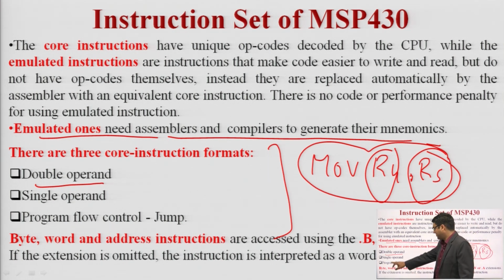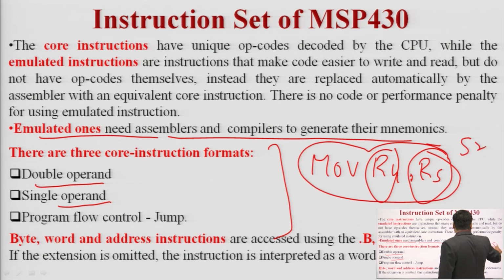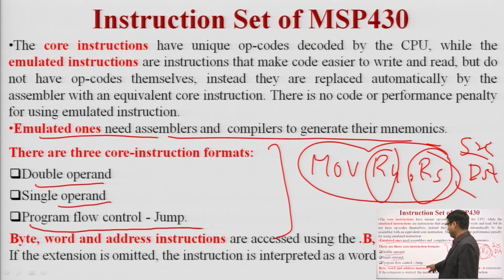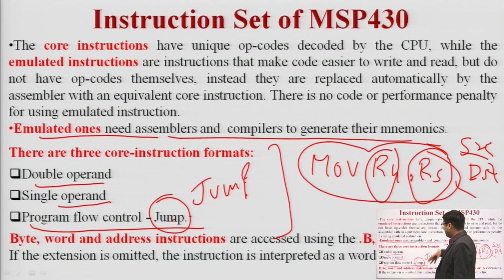Single operand means there is only one operand available, either as a source or as a destination, as the name implies. The third category is program flow control, which are the jump instructions. Program flow control instructions control the execution of the program, for example jump. All instructions can be carried out in byte or word format.